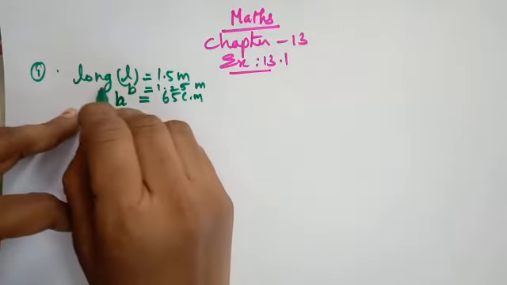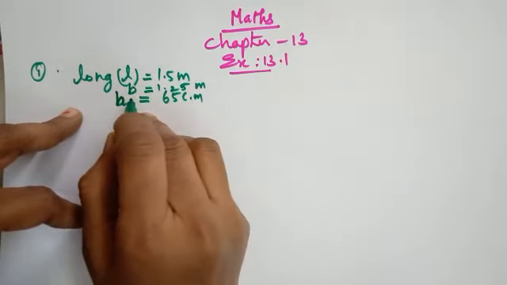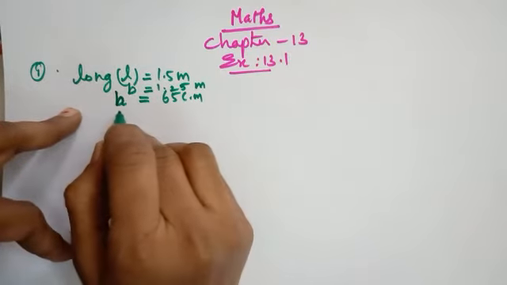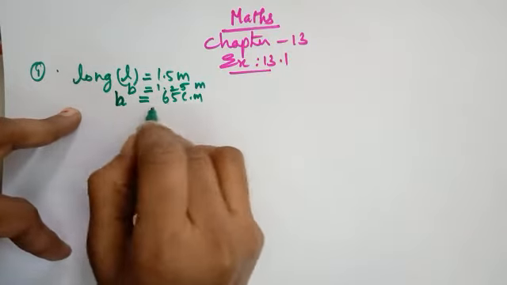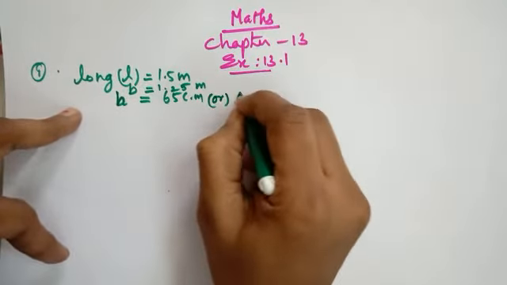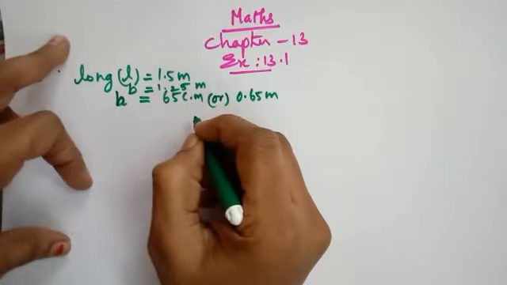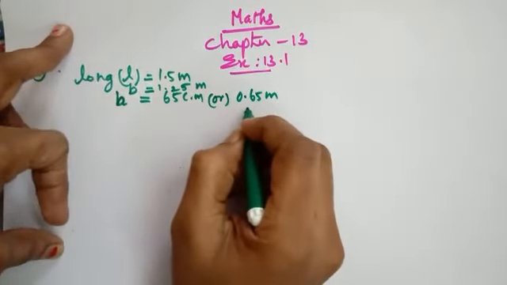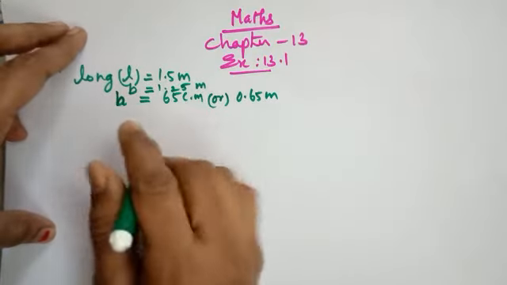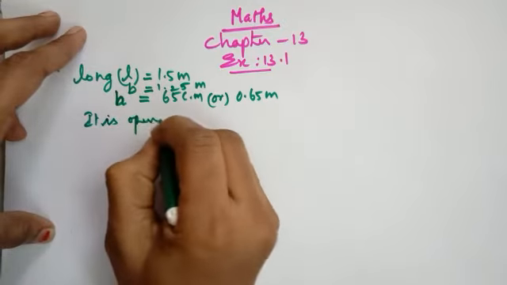We are given long, that means length equal to 1.5 meter. Wide, that means breadth, is equal to 1.25 meter. Deep, that means height, is equal to 65 centimeter, or 0.65 meter, because 100 centimeter equals 1 meter. So 65 by 100 is equal to 0.65 meter. Is it clear? Okay students, now it is open at the top.